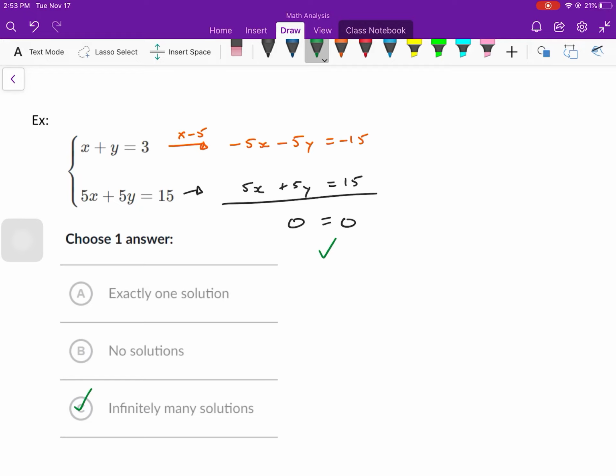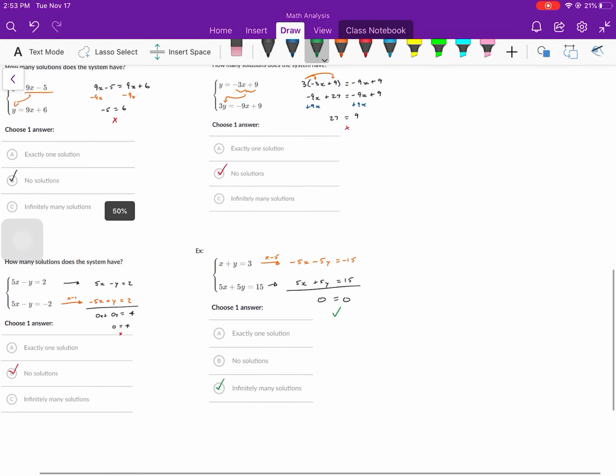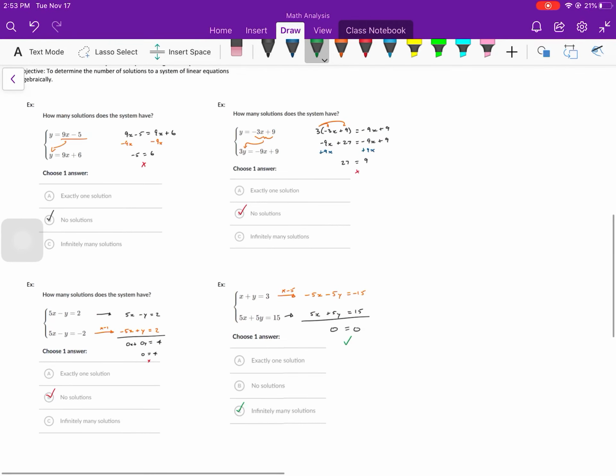Now, what happens if a variable cancels out and the other one doesn't, and you end up with something like x equals 7? That's your answer. That's one solution. So if you end up with something like x equals or y equals, then you have a solution. Otherwise, it's no solution or infinite, depending upon if it's true or false.